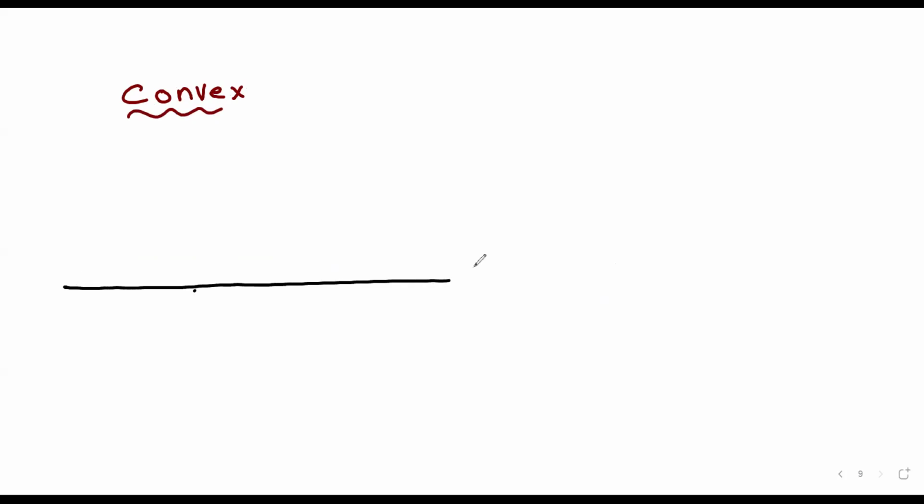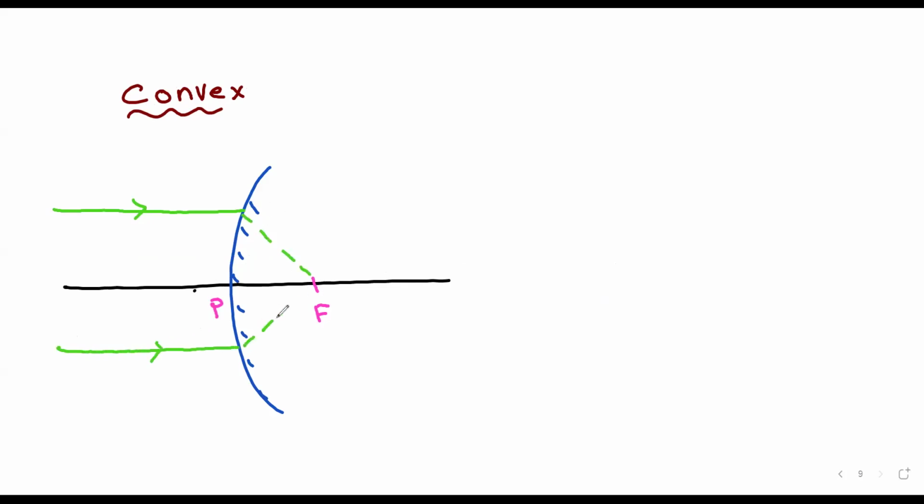But when we come to convex mirror, you will never get a real image in convex. Okay. For example, the first image formation, this is the convex mirror. This is the pole. This is the focus and parallel rays. Okay. All parallel rays. What will happen, children? This is a convex mirror. So everybody will appear to diverge from focus. This is the first image formation.